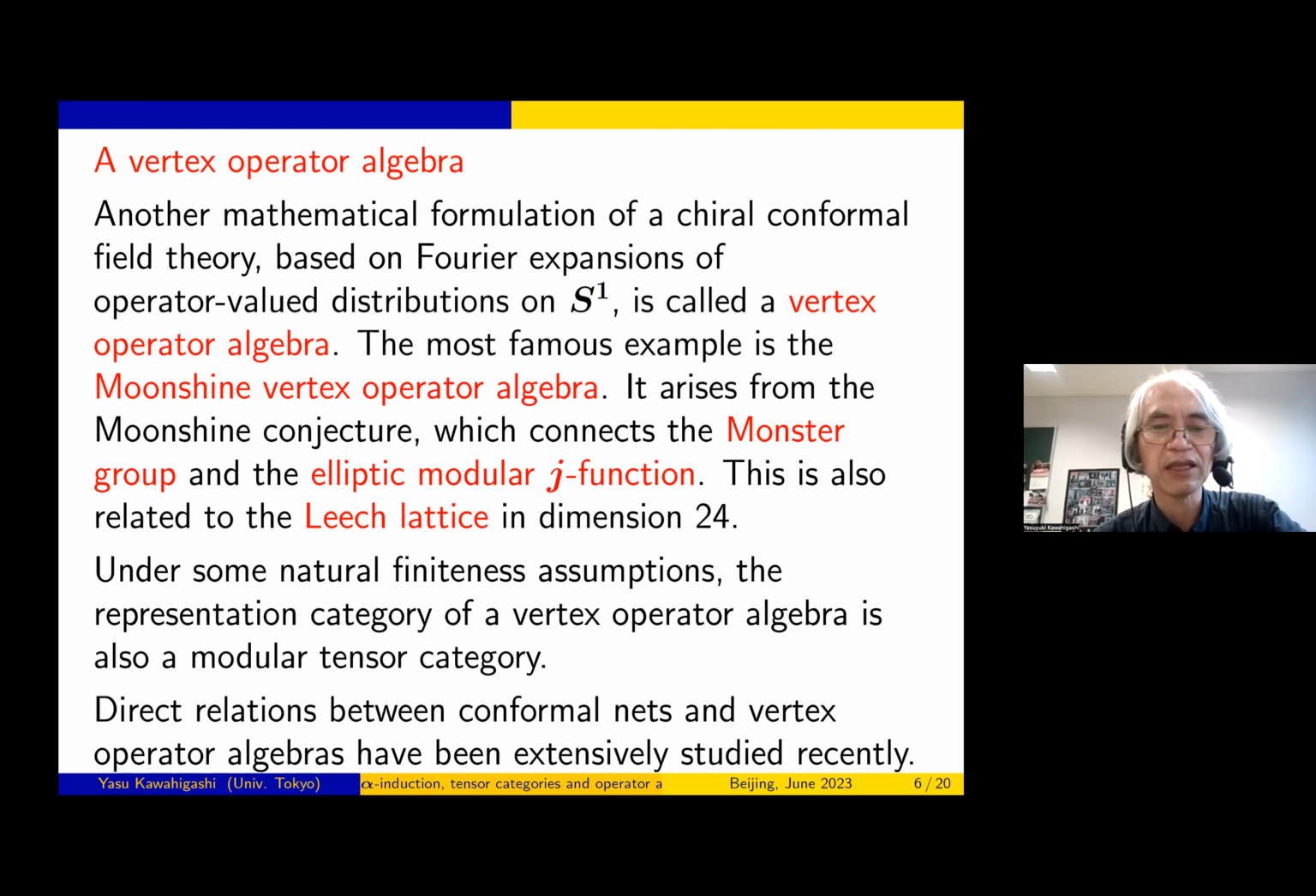So this setting is very similar to something in operator algebra. These two different mathematical axiomatizations of a chiral conformal field theory have been separately studied for many years, say 30 years or more. Then recently, in the last 5-6 years, direct relations between the two approaches, conformal nets and vertex operator algebras, have been extensively studied by many people, including myself. So we have a lot of recent progress in this direction.